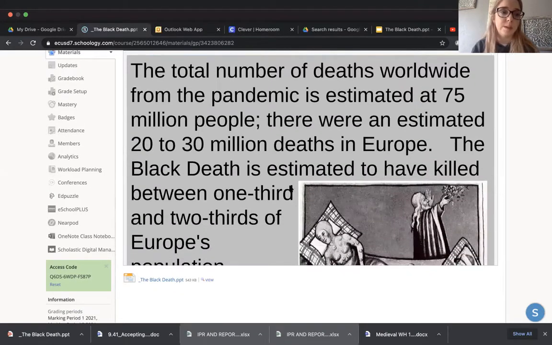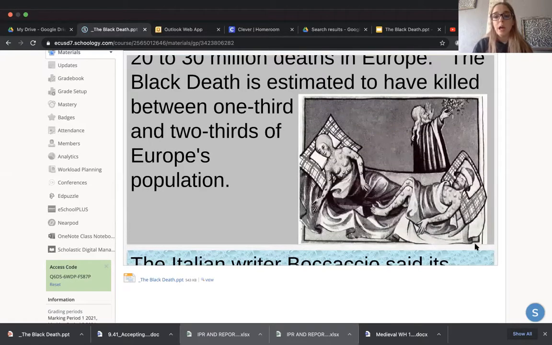So estimated deaths, because not all deaths were recorded or documented, but a total number of deaths worldwide from this pandemic, which is different than an epidemic, so pandemic being a worldwide disease, is estimated to be about 75 million people killed, and an estimate of 20 to 30 million deaths in Europe. So there's numbers ranging from 1/3 to 2/3 of all of Europe's population wiped out. Okay. And another scary part about this for people, again, this is a time where people were very superstitious and they didn't have the medicine and technology to truly understand what was causing this and what was creating the spread and why people were dying.